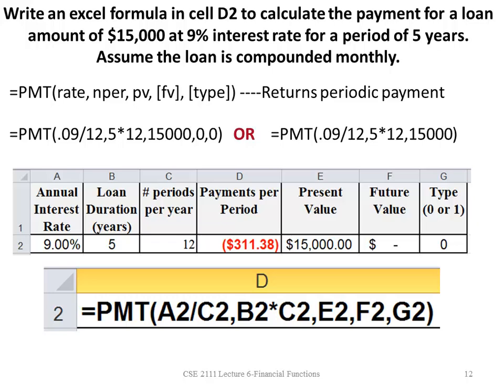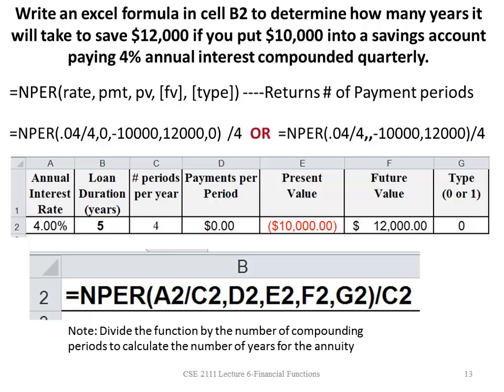I also want you to notice the future value cell, F2. It has a hyphen in it. Remember, if we are formatting this in accounting, then a hyphen means that there's a 0 displaying in that cell.